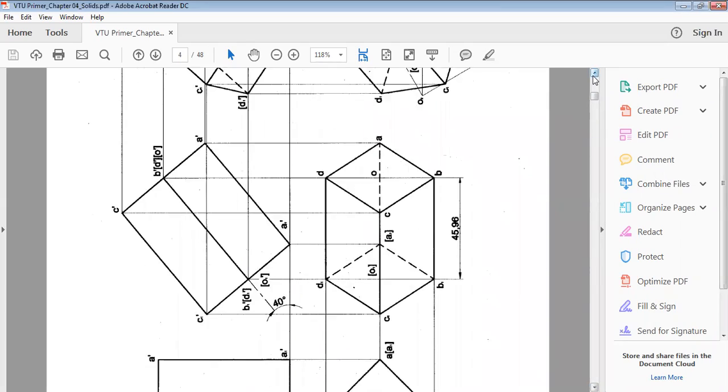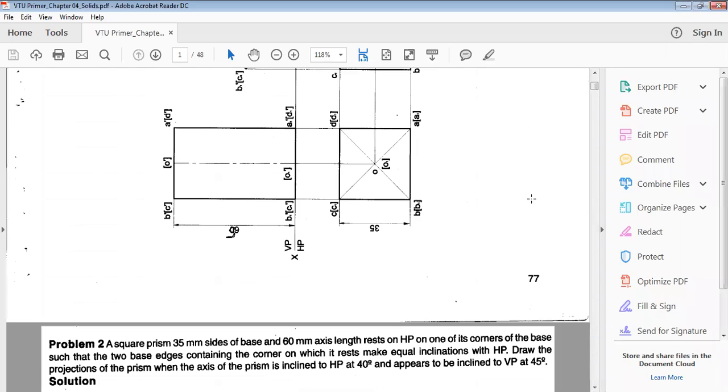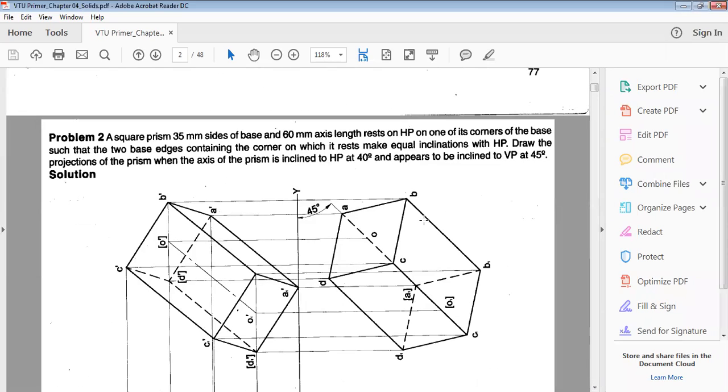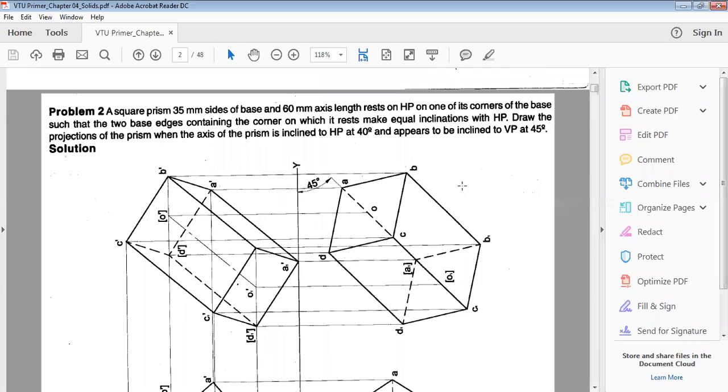So before we do it, I'll go to problem number two. It is also a square prism, having 35 mm side and 60 mm axis length, which is also resting on HP on one of its corners. It is resting on one corner of the base, such that the two base edges containing the corner on which it rests make equal inclination with respect to HP. Draw the projections of the prism when the axis of the prism is inclined to HP at 45 degrees and appears to be inclined to VP at 45 degrees.